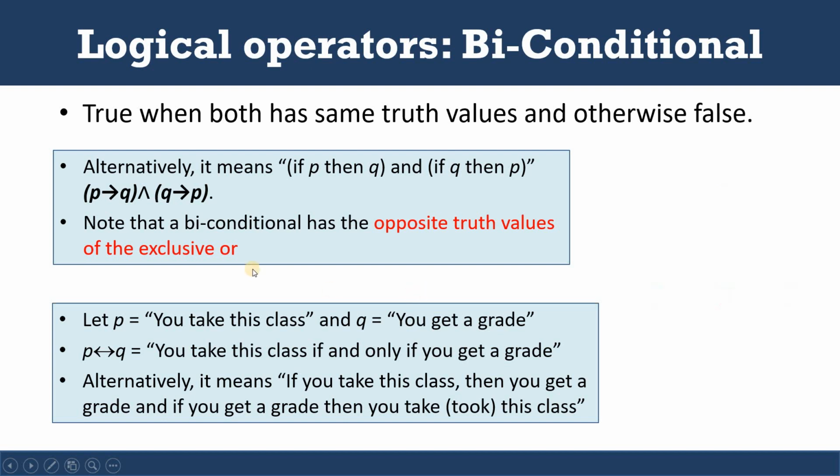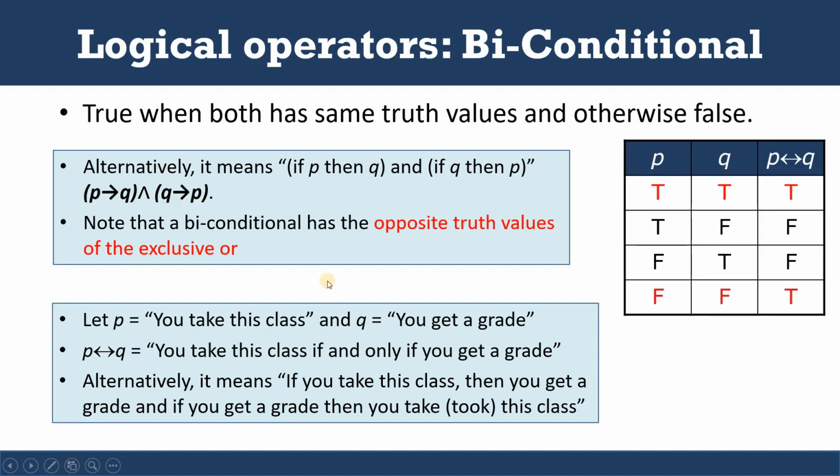So আমরা যে সেকেন্ড স্ট্রাকচারটা দেখলাম, if P then Q and conversely, এটাকে যদি আমরা লজিক্যালি রিপ্রেজেন্ট করি, it looks like this: if P then Q and if Q then P. Altogether this indicates biconditional. Alright, now let's take a look at an example. Say our proposition P is you take this class, and our proposition Q is you will get a grade. So what is the biconditional? What is P both-sided arrow Q? It will be you take this class if and only if you get a grade. And alternatively, it means if you take this class then you get a grade, and if you get a grade then you take this class.